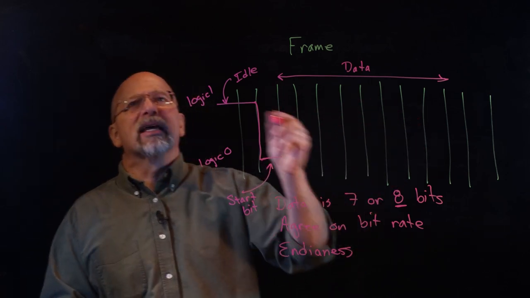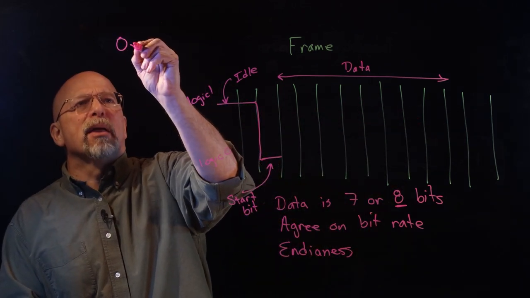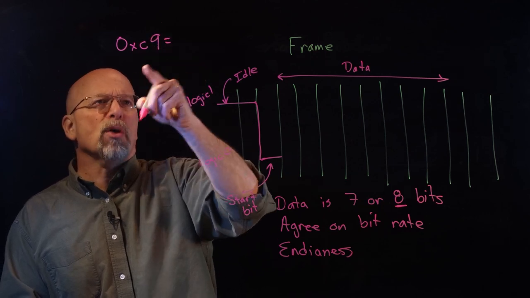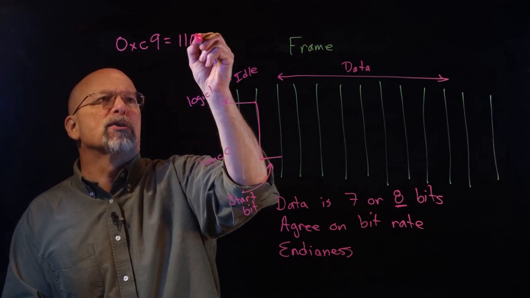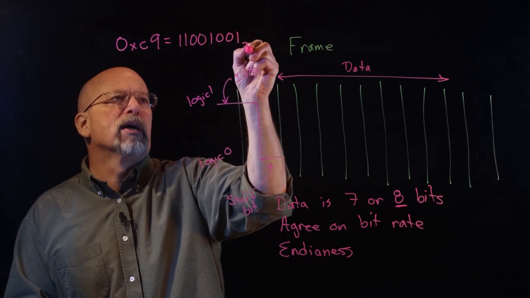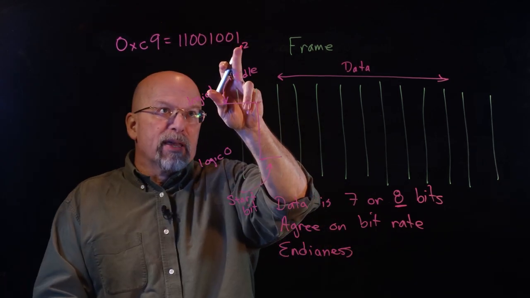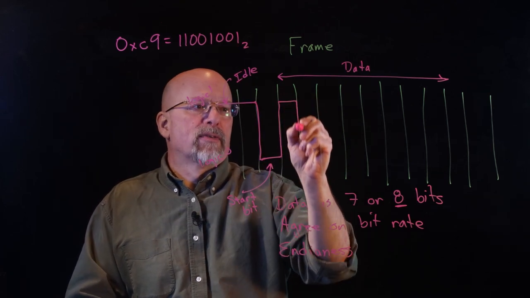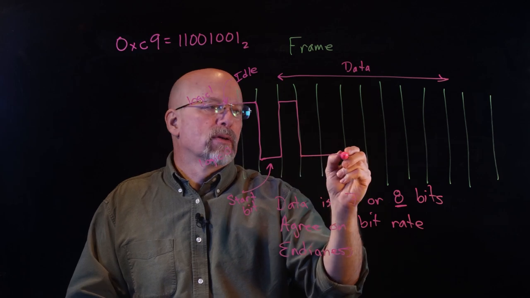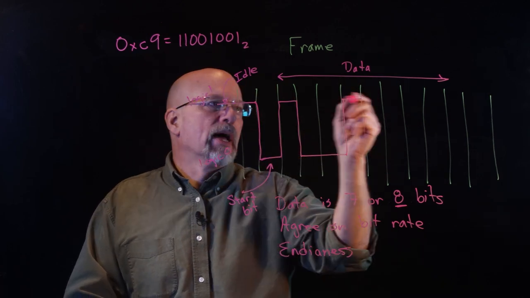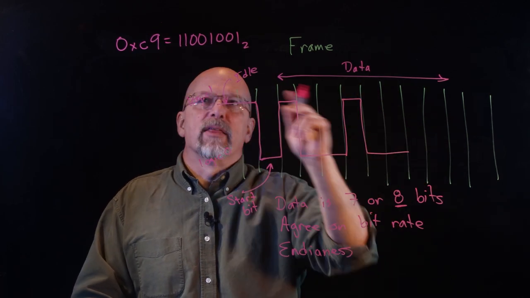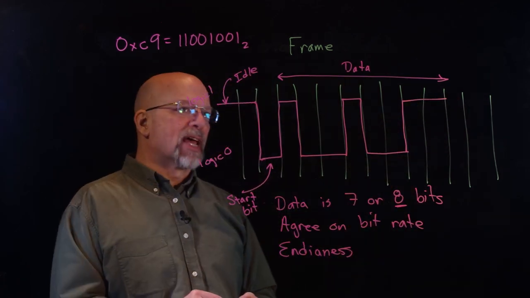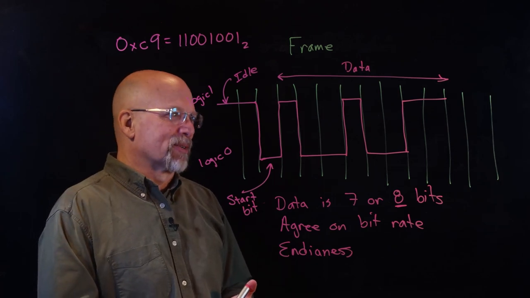So let's just put some data in here. How about maybe we've got hexadecimal C9, which in binary is 11001001. And least significant bit is that one right there. So we would send a 1 followed by 2 zeros, followed by a 1, followed by 2 more zeros, and then followed by 2 ones. So there is our data sent along this asynchronous connection.